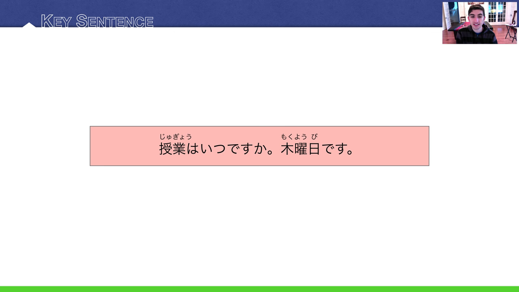Going back to our key sentence now, you should understand everything in this composition. 授業はいつですか?木曜日です。When is class? It's Thursday.